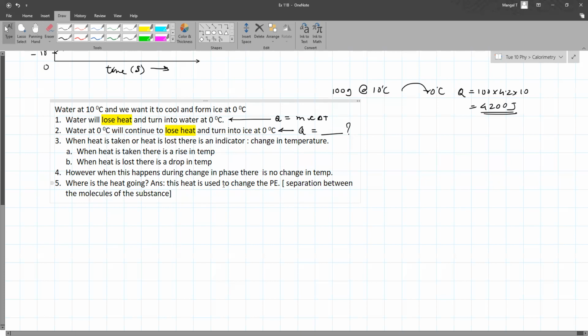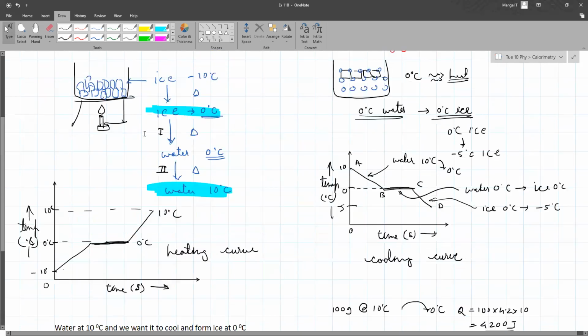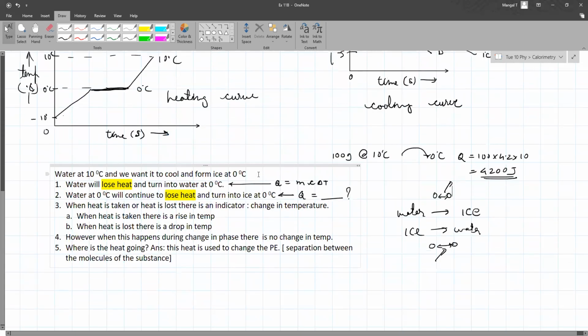Now again, I'm using this word change because I'm talking about both things. Whenever there is water to ice, the separation is reduced. The molecules are coming closer. And whenever there is ice to water, the separation between the molecules is increasing. So heat is supplied for that and heat is lost in this particular case. So there is no change in kinetic energy, therefore there is no change in temperature. There is only change in potential energy. So that happens during this phase change. Is that clear to everyone?